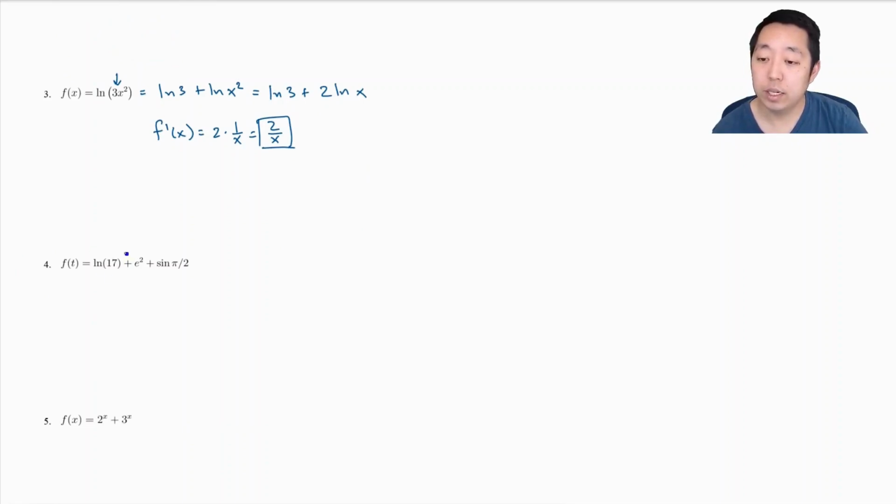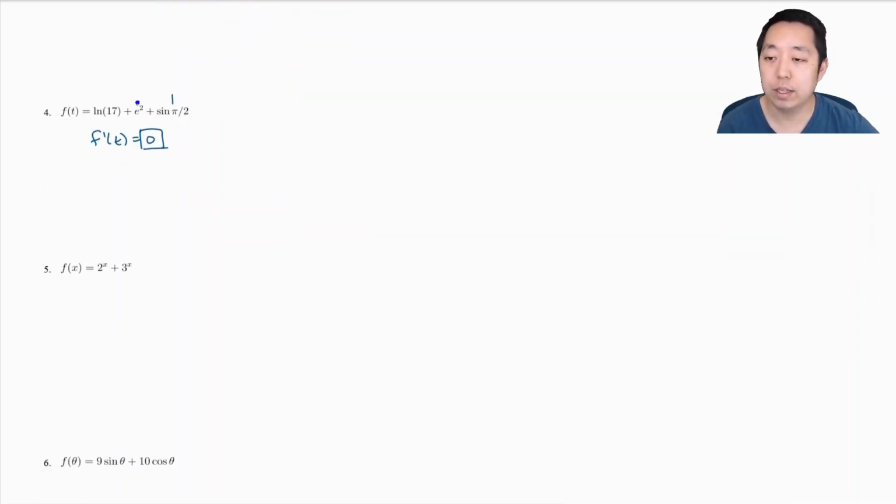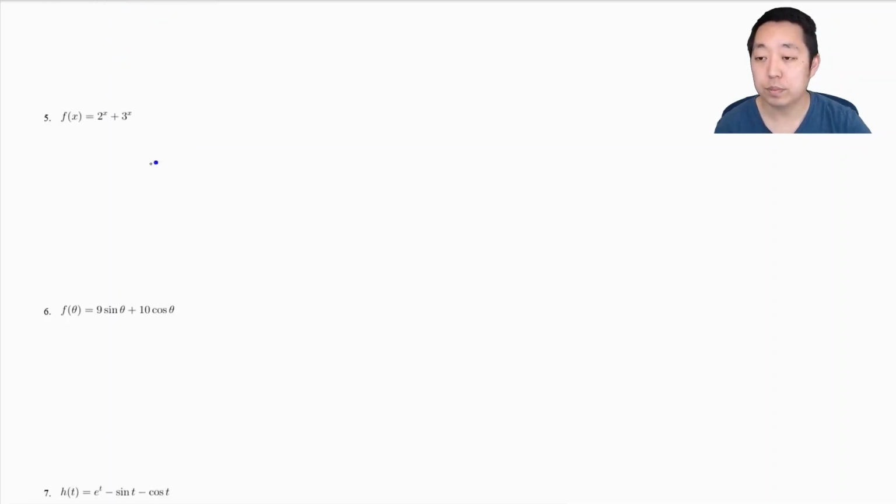For this one, let's look. These are all constants. Like, these are all numbers. There's no t anywhere in here. So the derivative of this is just 0. By constant, I mean it doesn't change. ln of 17 is just a number. Again, these are all weird numbers. Actually, sine of pi over 2 is just 1, by the way. But other than that, they're just numbers. They're constants. And the derivative of a constant is always 0.